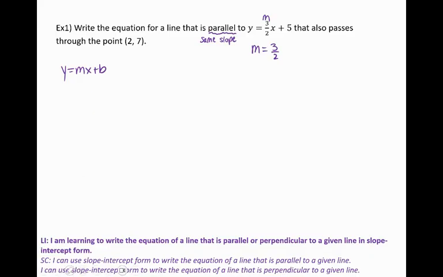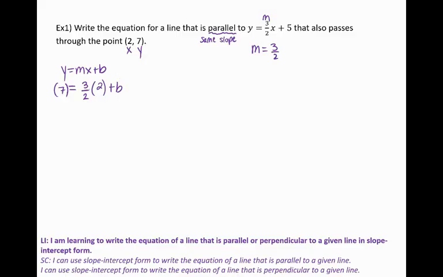Other things that I know: they also gave me that ordered pair, and they told me my line passes through 2, 7. What they're telling you when they give you a point is an x value and a y value. So I'm going to literally plug those in. For x, I'm going to plug in 2, and for y, I'm going to plug in 7. And I'm going to write plus b. B is the only thing that I don't know. So at this stage, my goal is going to be to figure out what b is.